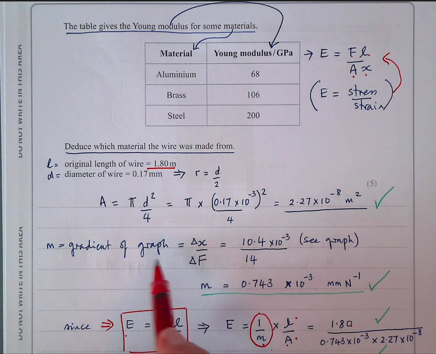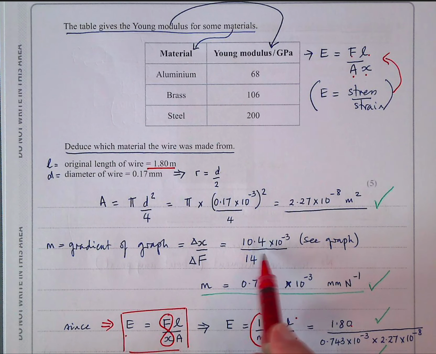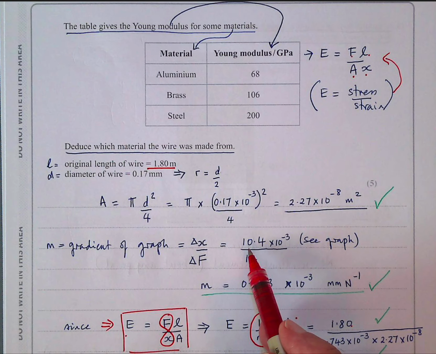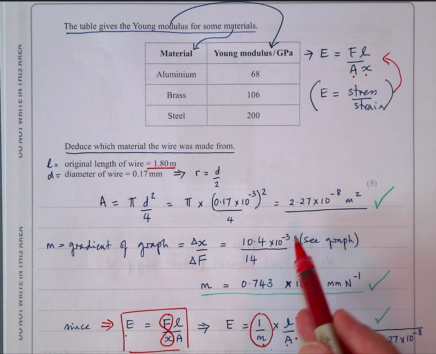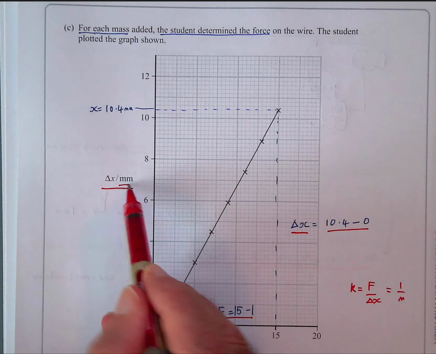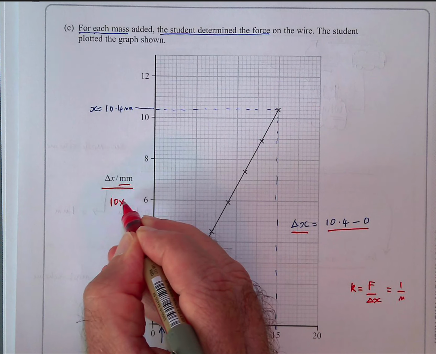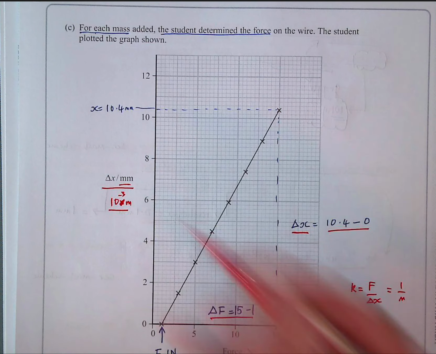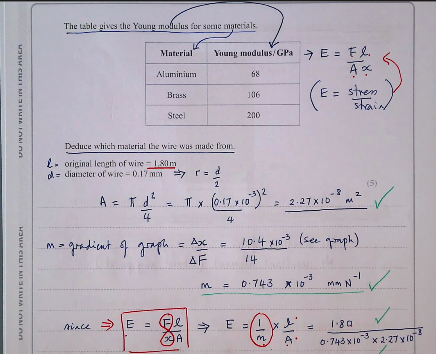Okay, so the gradient from the graph will give you the values I've shown you. If you look back at my graph, you can stop the video and have a look: 10.4 times 10 to the minus 3. Why am I doing 10.4 times 10 to the minus 3? Because it's in millimeters, so that's 10 to the minus 3 in meters. Remember, you have to use SI units if you want to get Young's modulus.